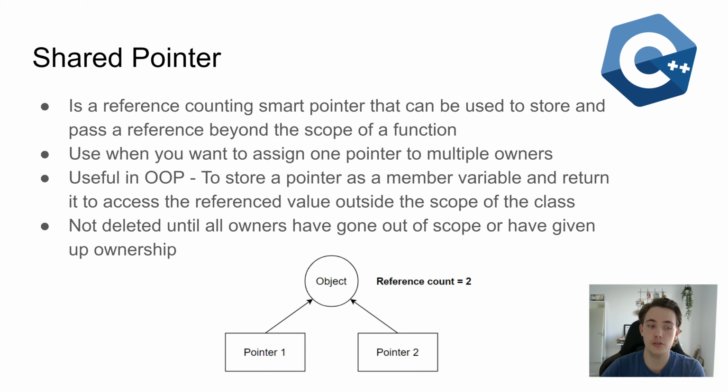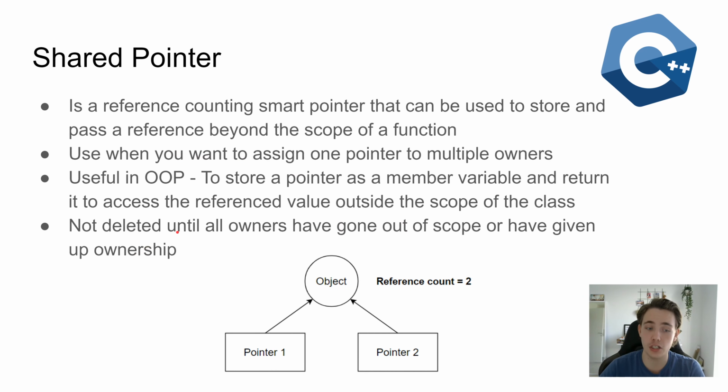But it can be useful in object-oriented programming to store a pointer as a member variable for that object or class that we made, and then return it to access the reference value outside the scope of the class. That can be very useful in some different cases, and we're probably going to see some examples with them when we talk about object-oriented programming.